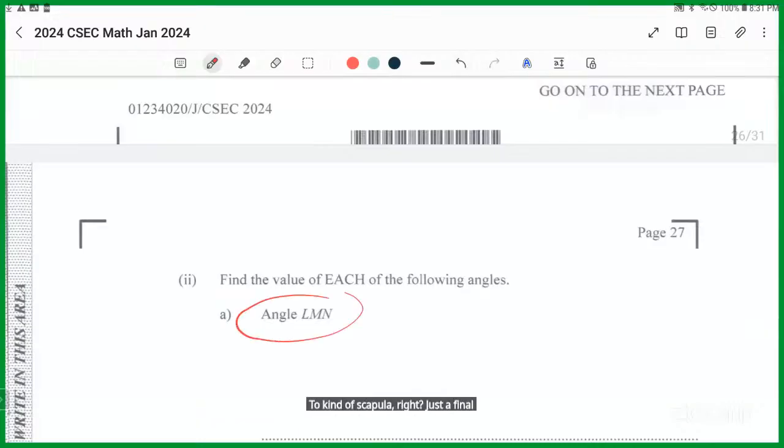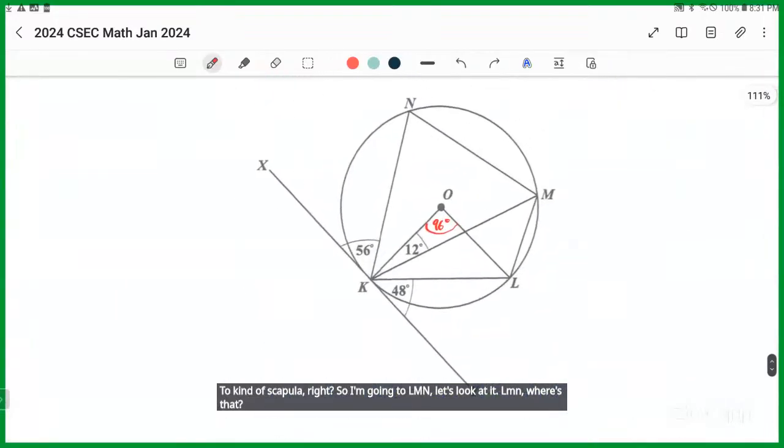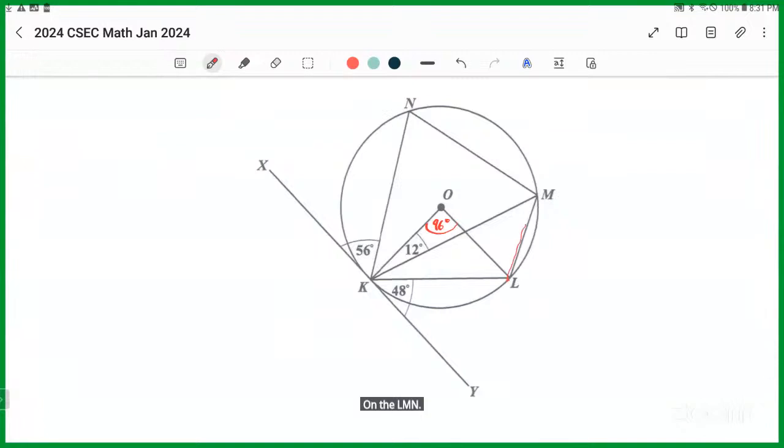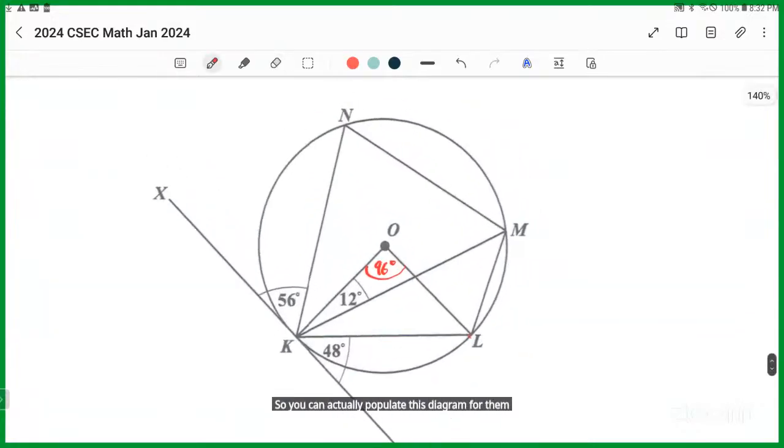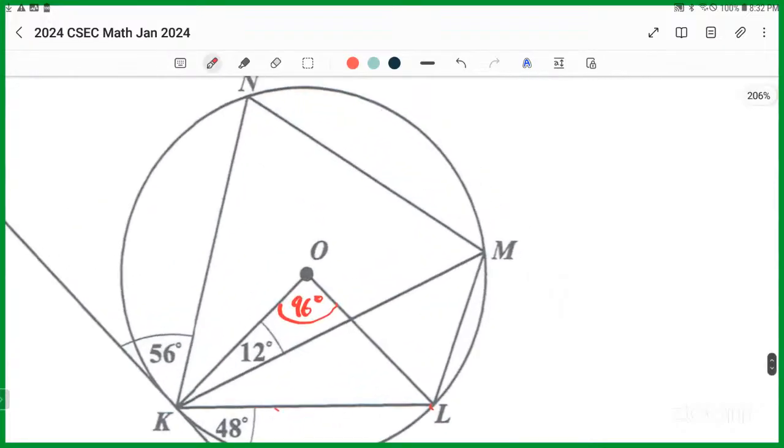So angle LMN, let's look at it. LMN, where is that? Angle LMN. That's the sum of these two angles. See that? So we can actually populate this diagram and do it. So see that this angle is 48 degrees. We just did that a while ago. It matches the angle between the tangent and the chord right here. So this angle is 48 degrees. Let's write it on the diagram.